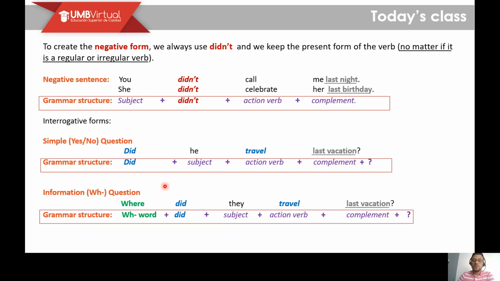Now, if we want to know extra information, not just a closed answer like the previous question, we can add a WH word to give a question. For example, where did they travel as vacation? And look at it, we have exactly the same structure of the question, but we are adding the question word at the beginning. Where?